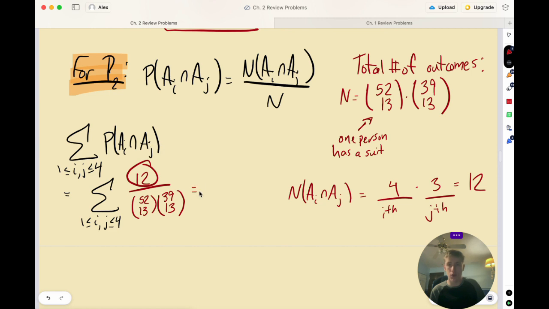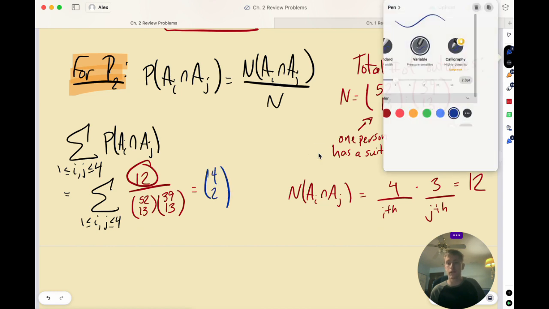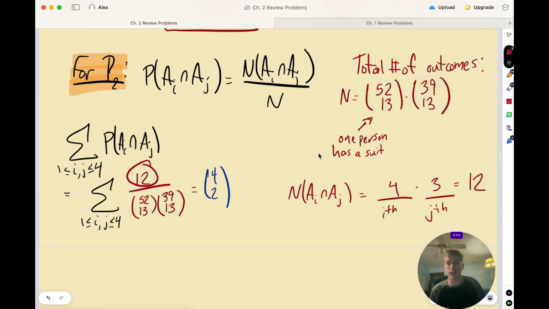Well, that's just going to be kind of like before. It's going to be 4 choose 2. Or you can just enumerate all of them, right? If you have 4 players, it could be this one and this one, this one and this one, and so on. Okay, so that's 6. 4 choose 2 is also 6. So you get the same thing. Or it's going to be that times 12 divided by 52 choose 13 times 39 choose 13.